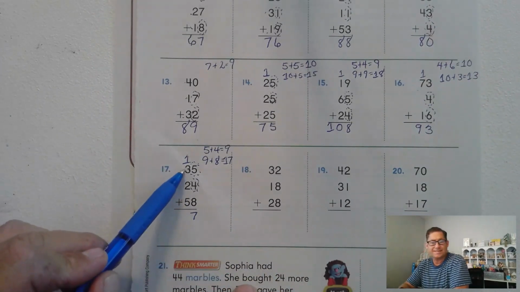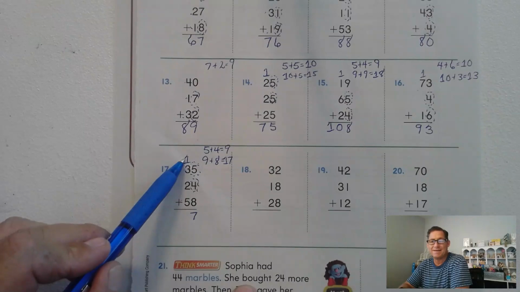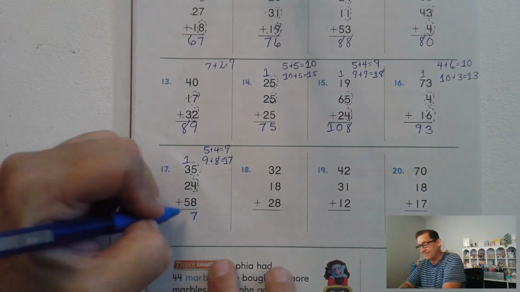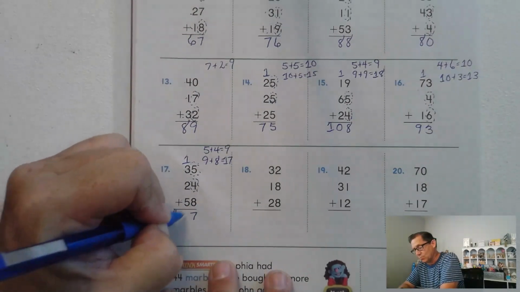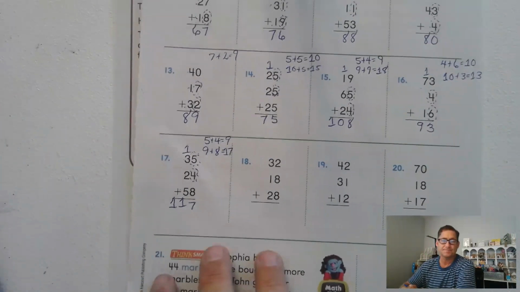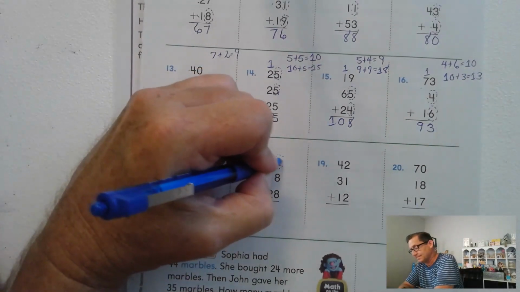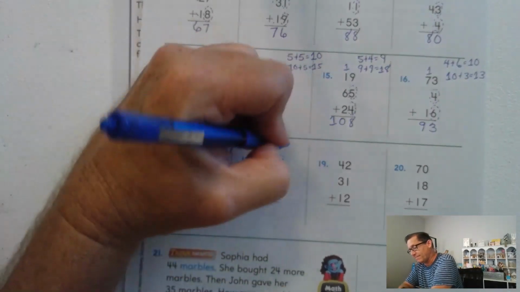5 and 3 is 8. Plus 2 more is 10. Plus 1 more is 11 tens. 11 tens can be regrouped as 100 and 1 ten. Number 18. We can make a 10 out of 2 and 8, right?